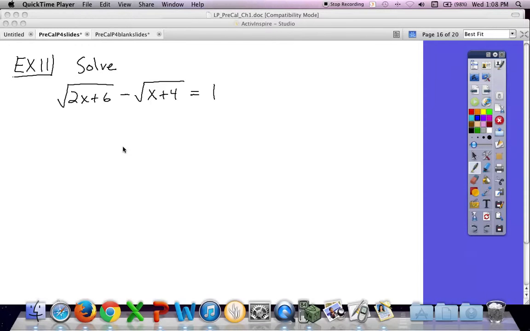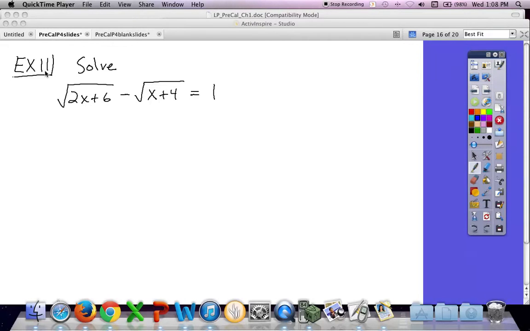Right? So this problem, example 11, there's two radicals. We know that the first step is supposed to be isolate the radical, but what about when there's two radicals? You need to isolate one of them, okay? You have to start by isolating one of them.